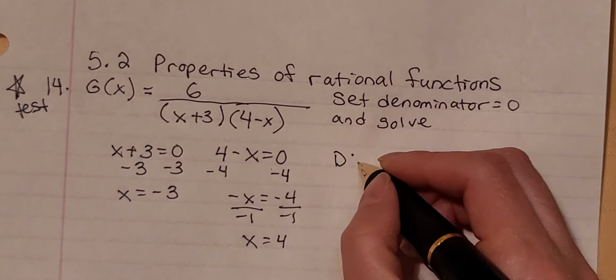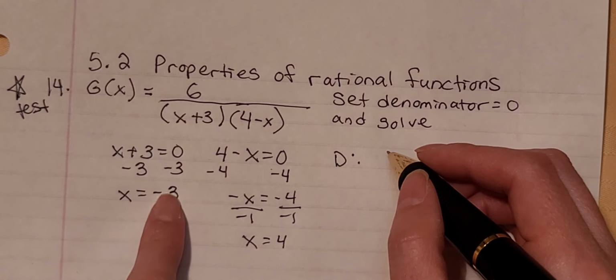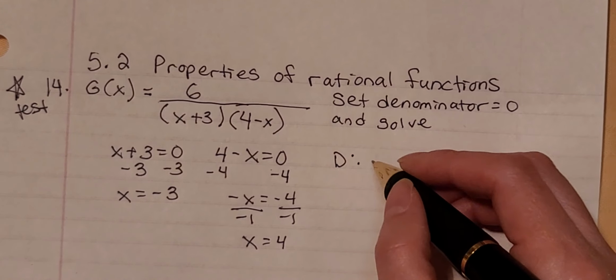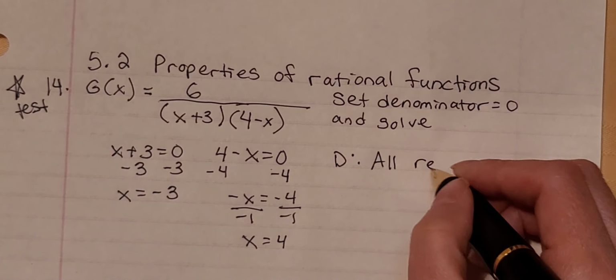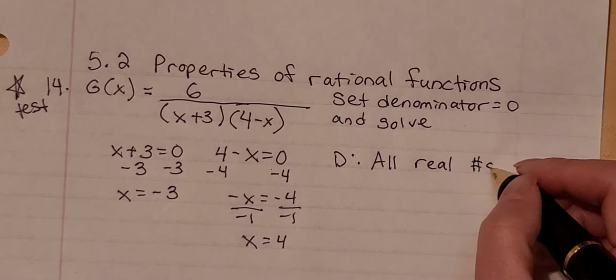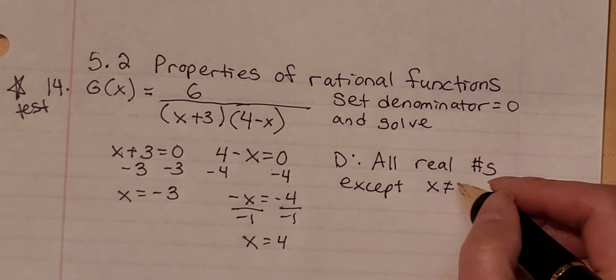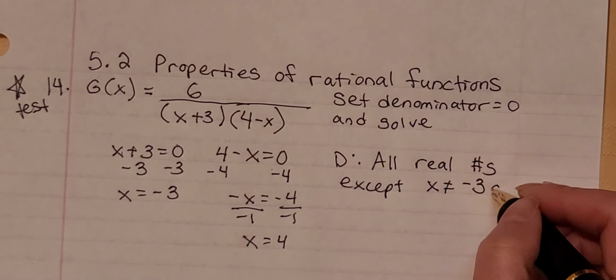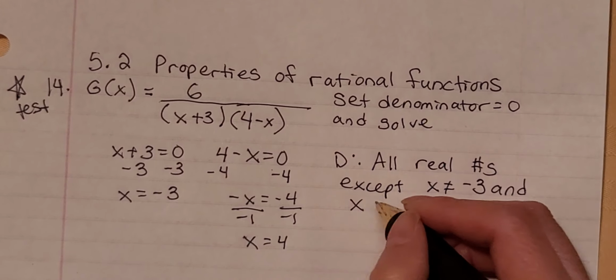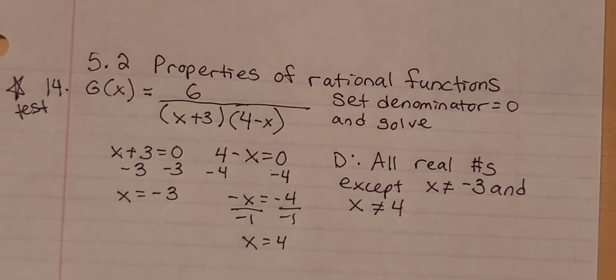So your domain is all real numbers except for negative 3 and positive 4. So x cannot equal negative 3 and x cannot equal 4.